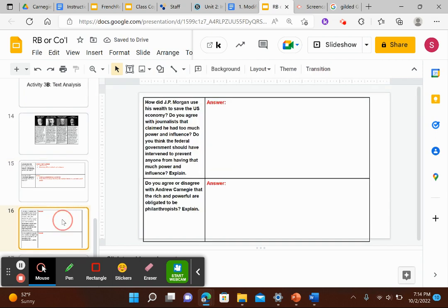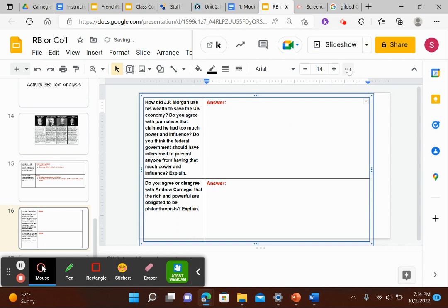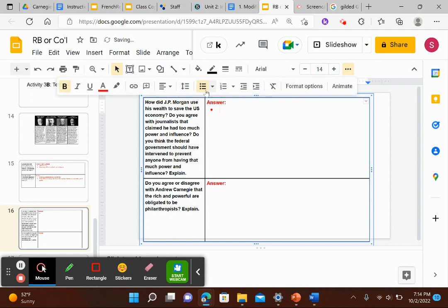Alrighty, let's take a look at the next one. How did J.P. Morgan use his wealth to save the U.S. economy? Let's go ahead and get a bullet point going here. So J.P. Morgan loaned the U.S. federal government money because there was no central banking system at this time. This really doesn't happen until the Progressive Era, and then later on, as we get to the end of the Great Depression, that also becomes more solidified.